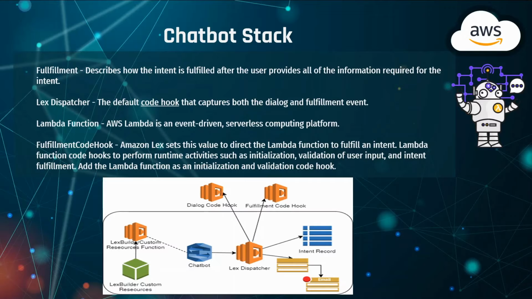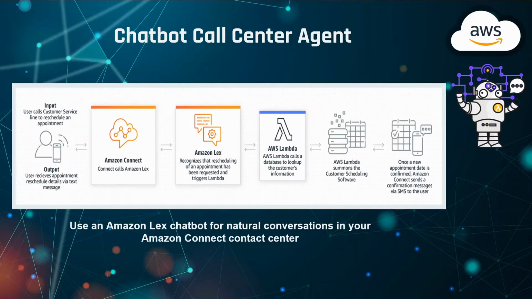As we see in the figure below, we see the chatbot, and we have the Lex Builder custom resources and the Lex Builder custom resources function. Going to the chatbot and the Lex dispatcher, this is the default code hook that captures both the dialog and the fulfillment event. Then we forward to the fulfillment code hook and the intent records, and also the dialog code hook. So here we see the chatbot call center agent using the AWS Connect service.